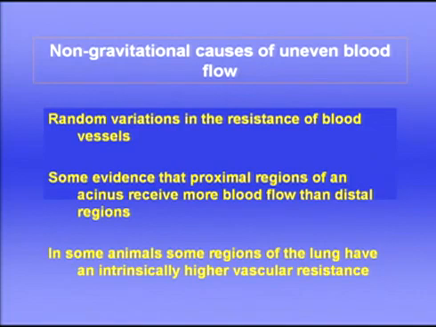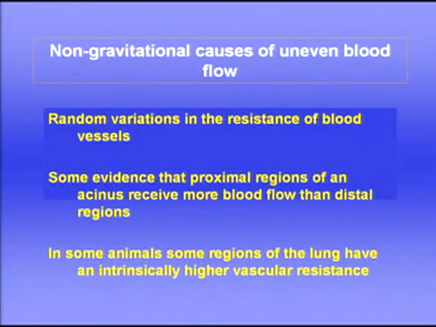Now, I should emphasize that although gravity has a very important effect on the distribution of blood flow, there are other factors as well, and I'll just mention them briefly. As you might expect, at any particular level in the lung, there are random variations in the geometry of the blood vessels and therefore the resistance of the vessels. And so these cause some uneven blood flow at a particular level.